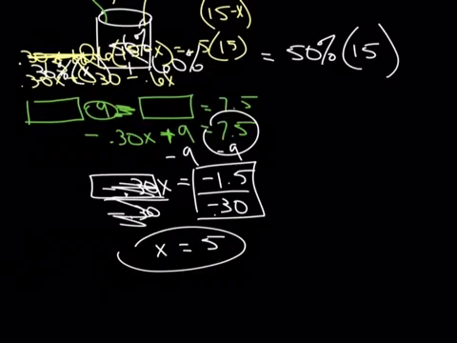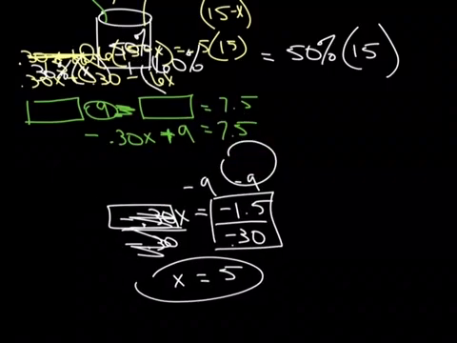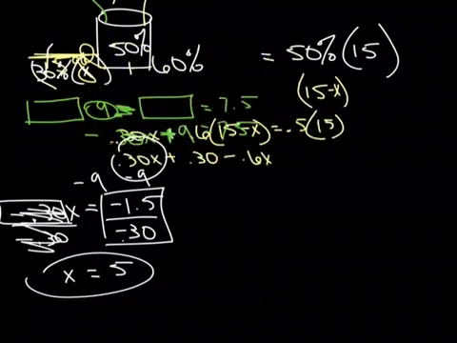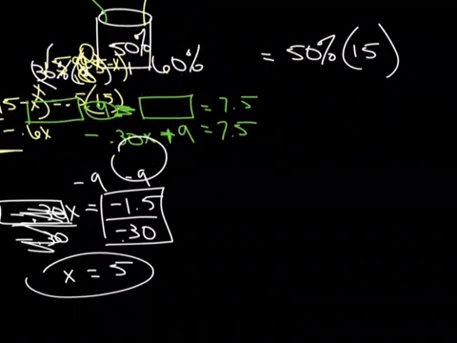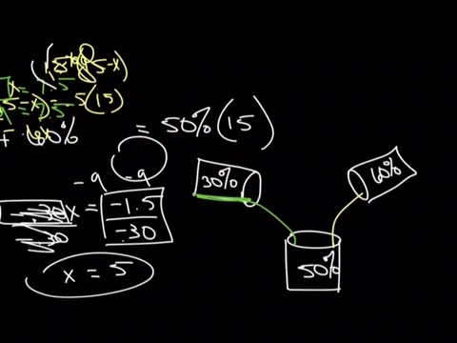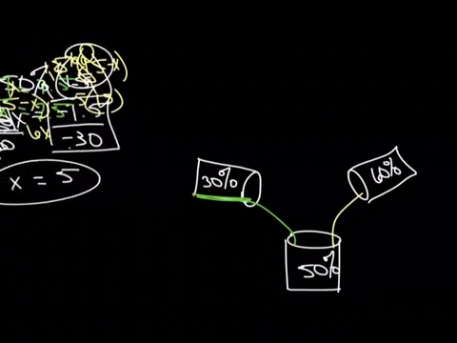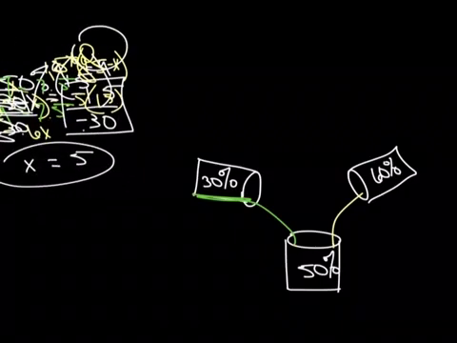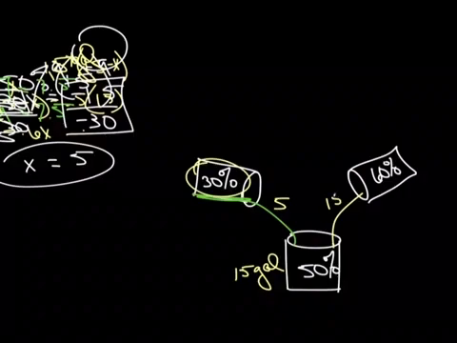So let's see if I can get my little bucket back up here. Everything's kind of all over. There's my buckets. Okay, so remember we have 15 gallons here. And if my x for my 30% was 5, then this means I had to have 10 here. So that when I add those up, I get my 15 gallons. So that's what I was looking for.